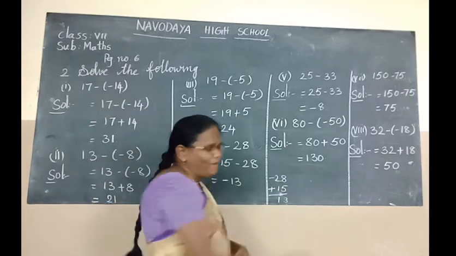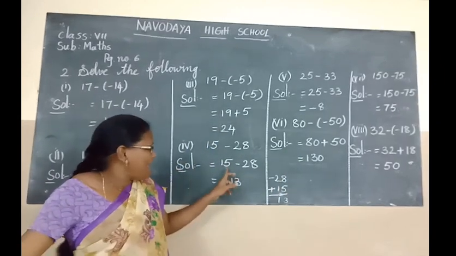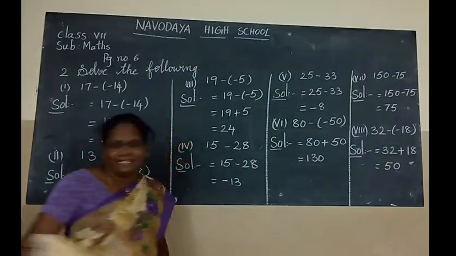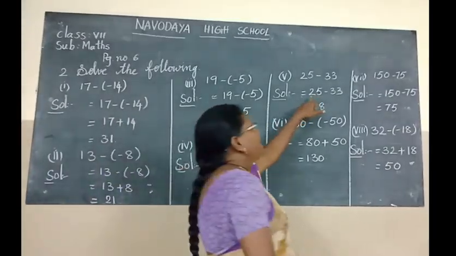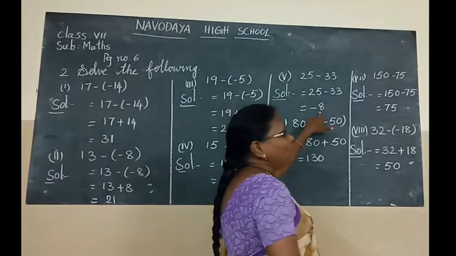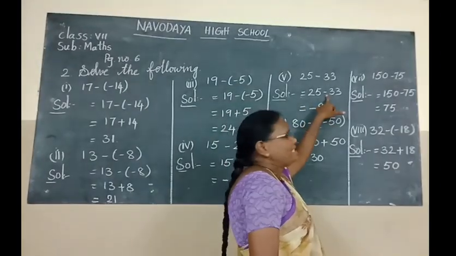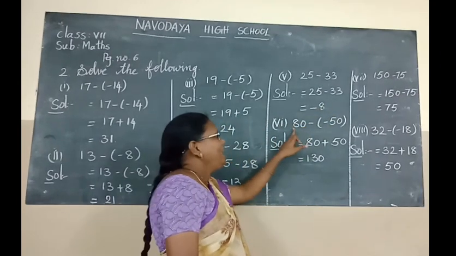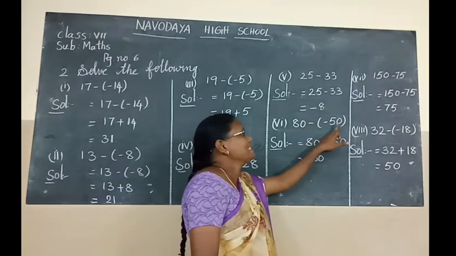Next one, 25 minus 33, same as before. 33 minus 25. 33 minus 25 is equal to 8. Here the biggest number has which sign? Minus sign. Minus 8. 80 minus of minus 50.